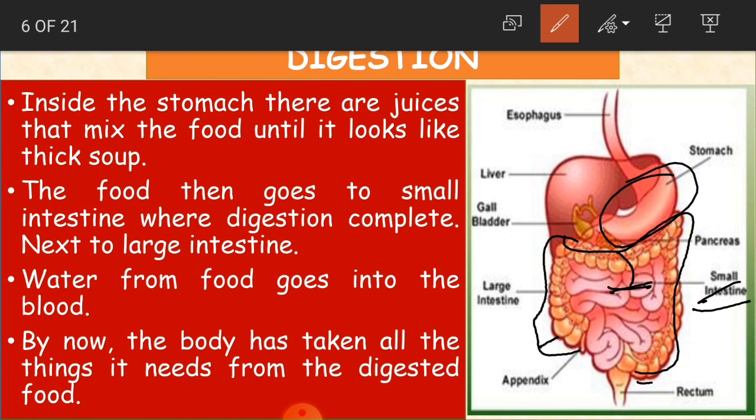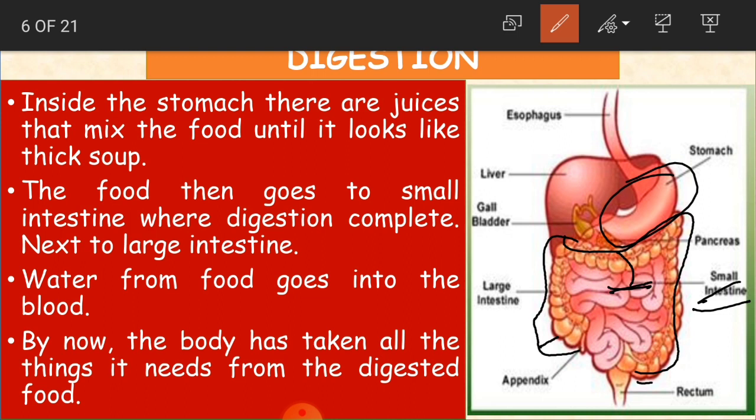And now what happens? Water from food goes into the blood. So along with food, children, even water also enters the stomach. Yes or no? So that water, what happens? It goes into the blood. It is going to mix with our blood. And by now, the body has taken all the things it needs from the digested food.